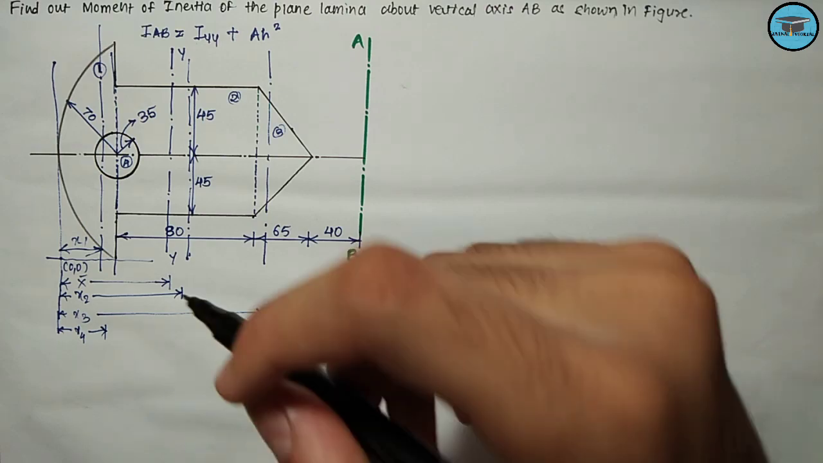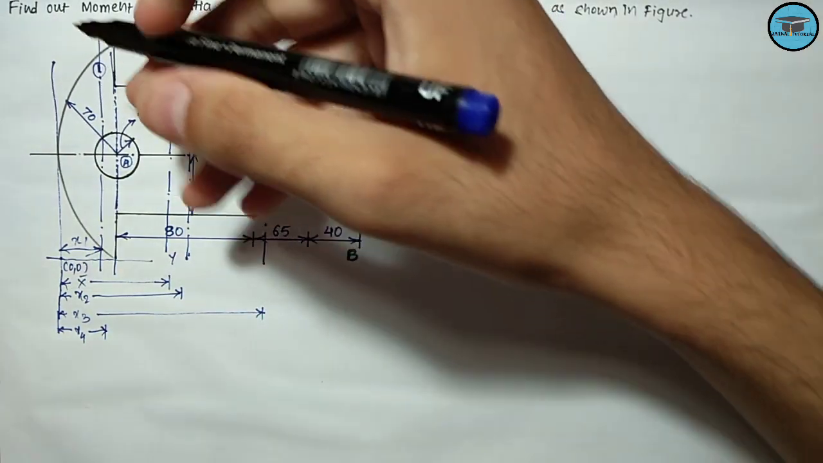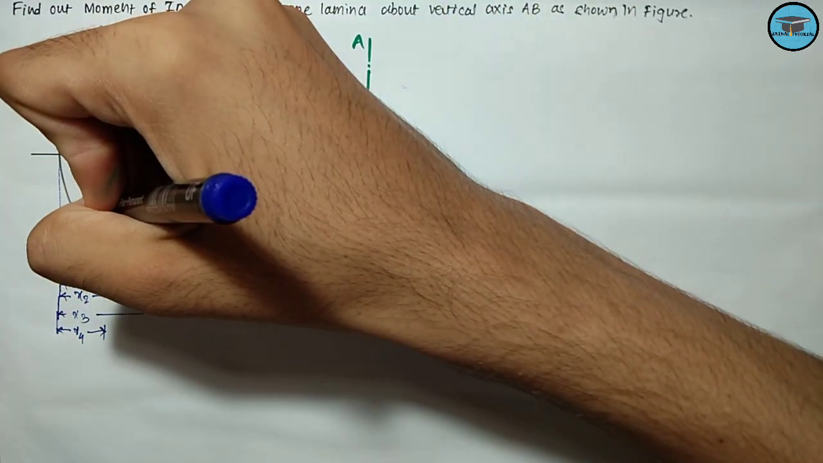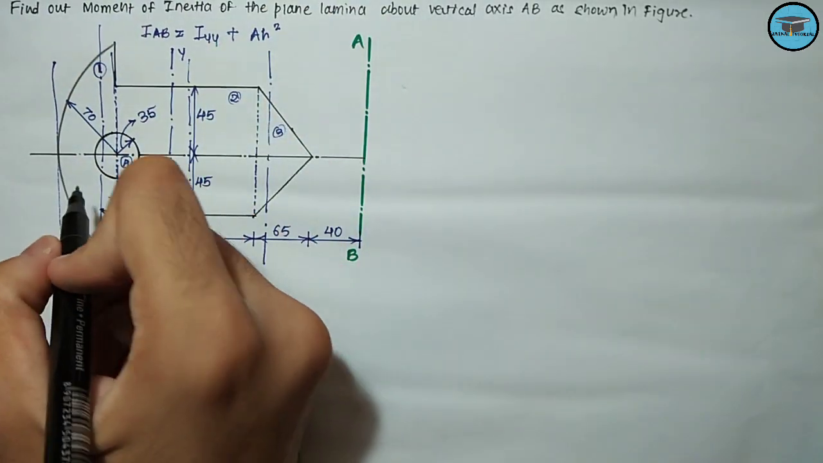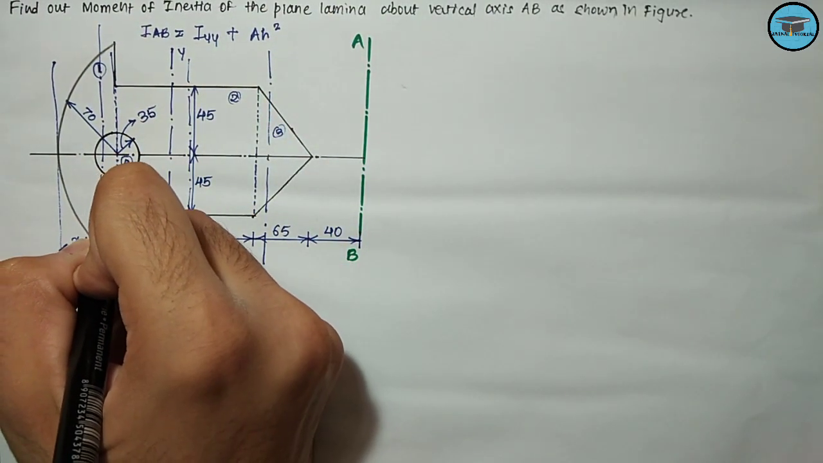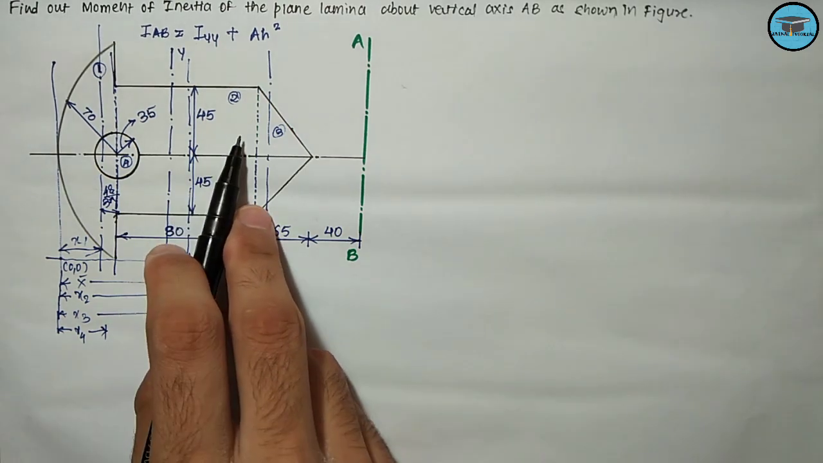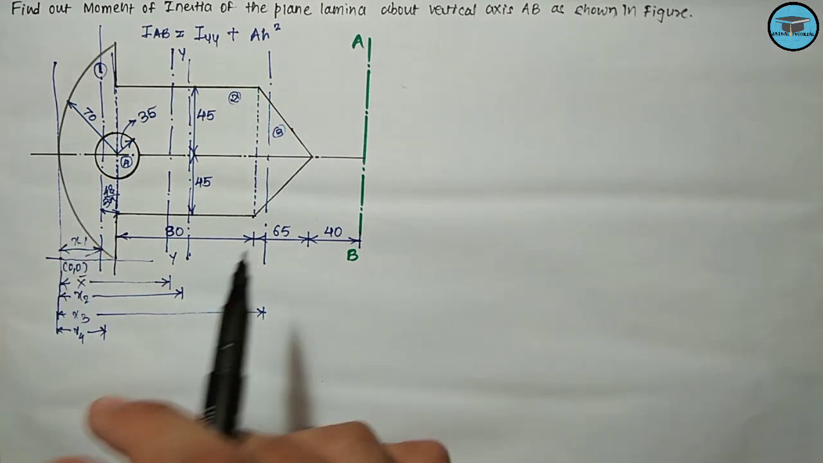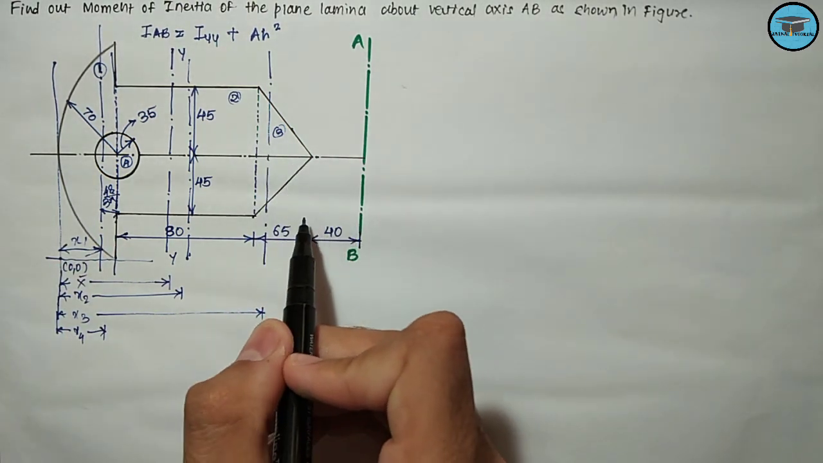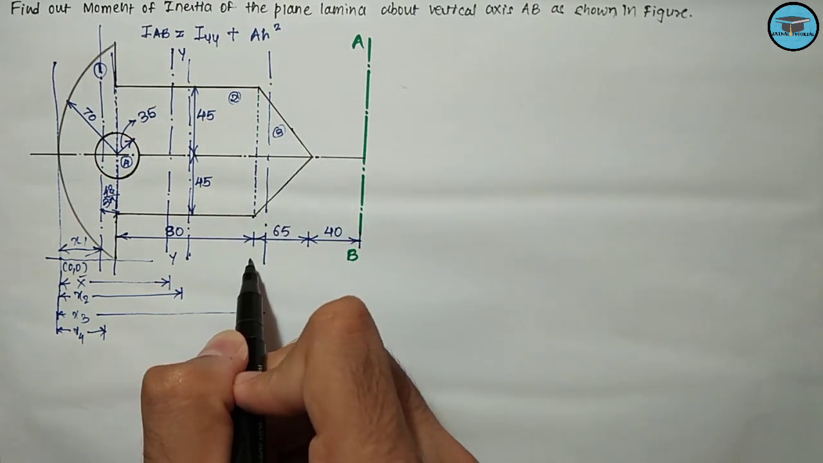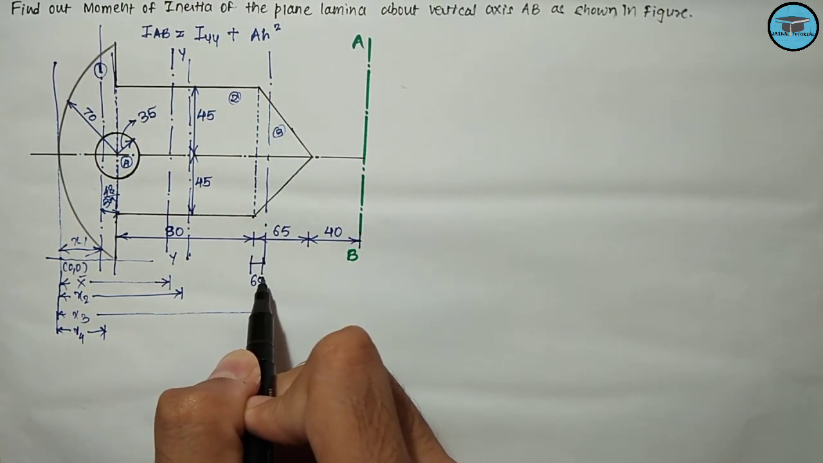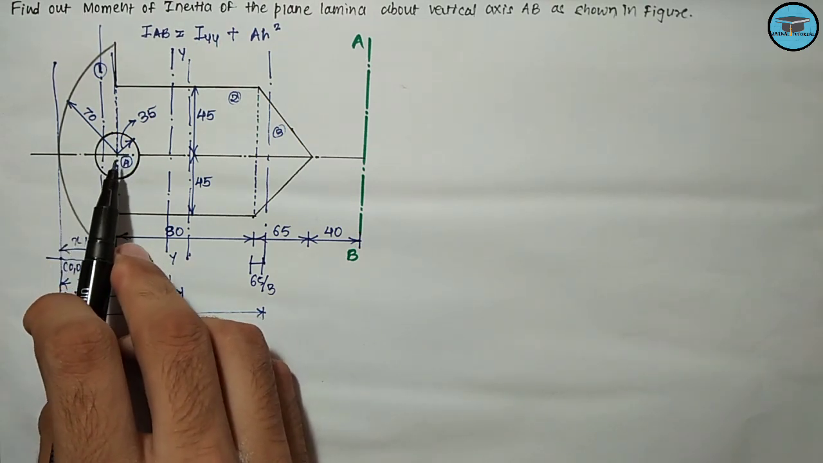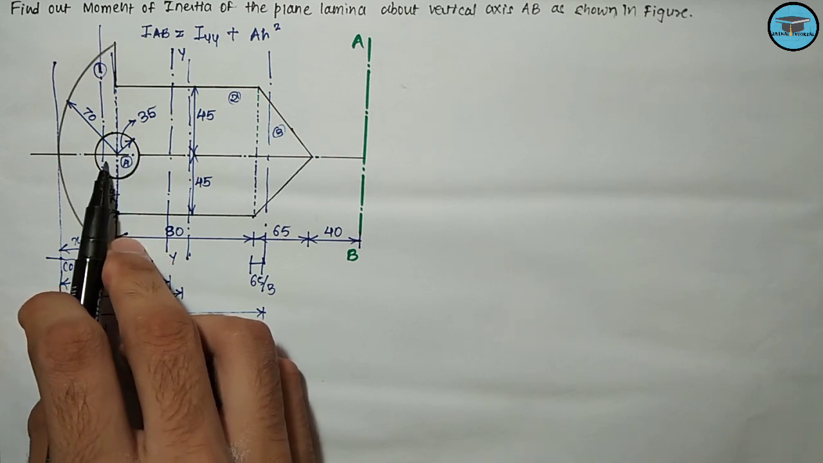But before that, let us note down where the centroid will lie. For the semicircular region, it will lie at a distance of 4r divided by 3 pi from the base. So this distance will be 4r divided by 3 pi. For the plane figure 2, the centroid will lie at half of this distance, and for this triangular region it will lie at a distance of h by 3, that is 65 by 3, from this end. So this will be 65 by 3. And for this hole it will lie at a distance of 35 mm from either end.